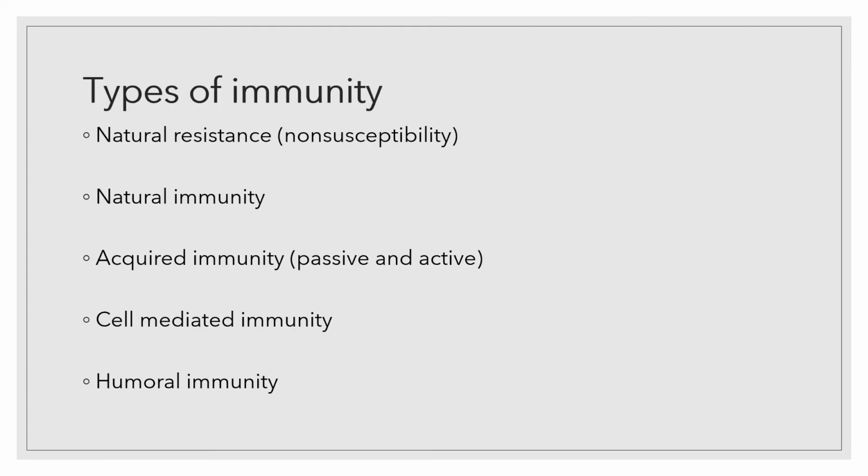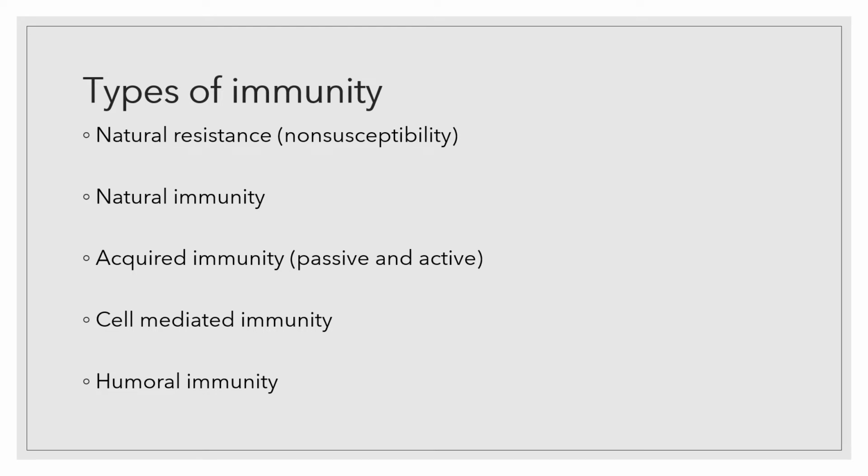Let's go ahead and talk about the types of immunity. We have what's called natural resistance or non-susceptibility. Natural resistance or non-susceptibility includes species characteristics that provide absolute protection against certain diseases. For example, man is not susceptible to certain animal pathogens. Okay? Then we have natural immunity.